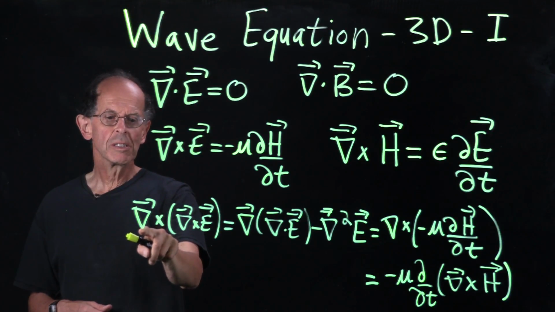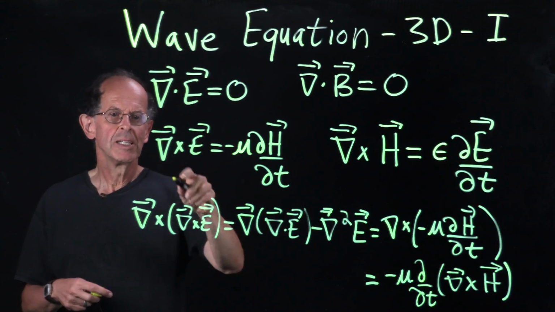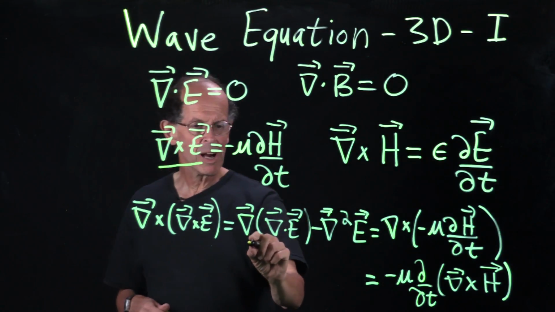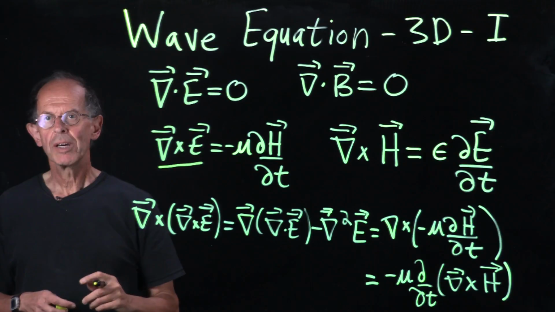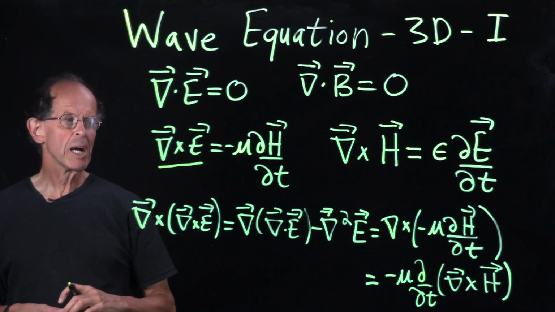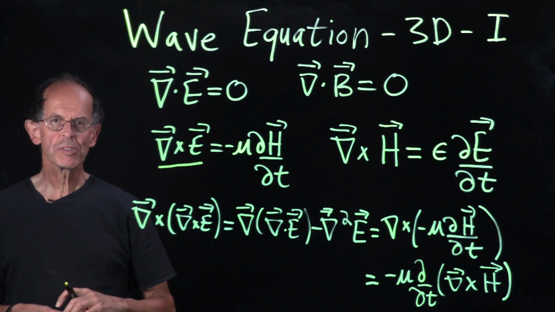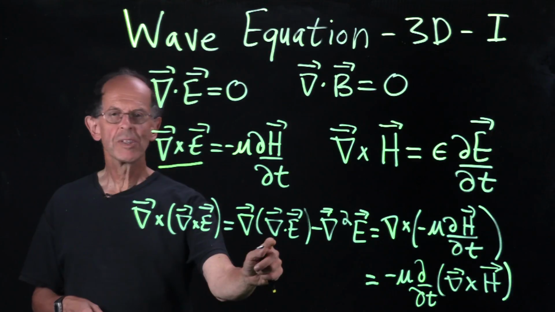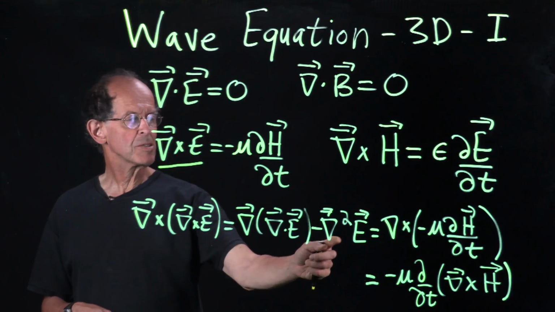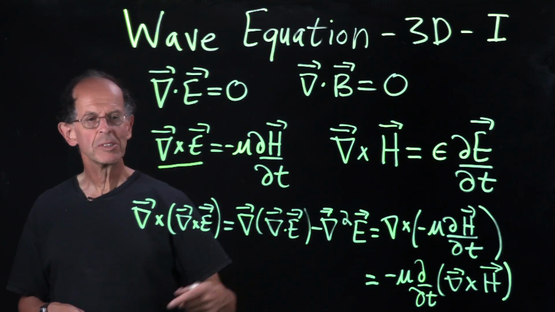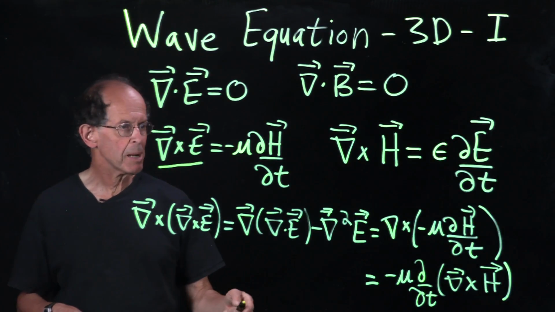So curl of the left side, which is this horribly long expression that you can look up in the appendix, and there's a way of deriving it, and I'll give a reference to that in the lecture. It becomes the gradient of the divergence of E minus Laplacian of E. So we'll look at this in more detail after we've set everything up.